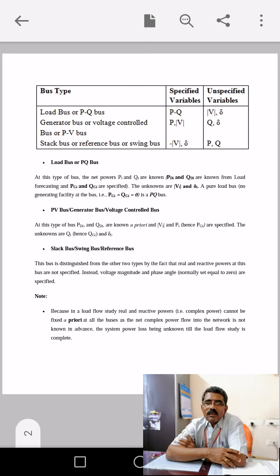So bus classification depends on the values specified. Load bus or PQ bus: here P and Q are specified, voltage and angle are to be evaluated. Generator bus or voltage control bus: here P and V are specified, Q and delta are to be evaluated. And the most important bus, swing bus or slack bus, where voltage and angle are given, P and Q are to be evaluated. As I said, you can get only one such bus in any power system, and normally it is numbered as 1.